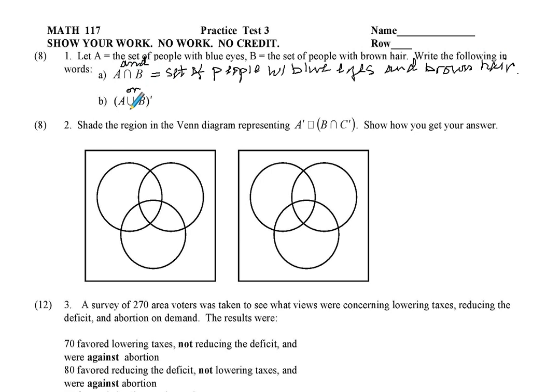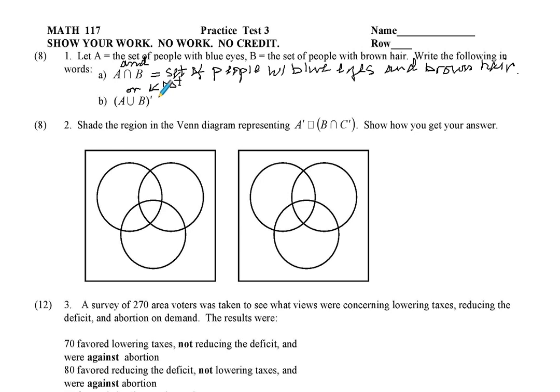Now next up though, we've got a union here, and it's inside of a negation. Remember, the prime is a not. So if we just had the union, this would be the people with blue eyes or brown hair, so all the people that had one or the other or both. So this is a not outside an or. Remember, not or you can interpret as a neither.